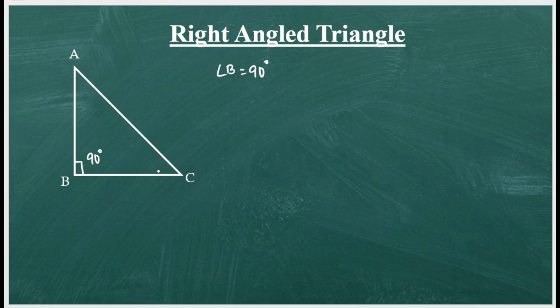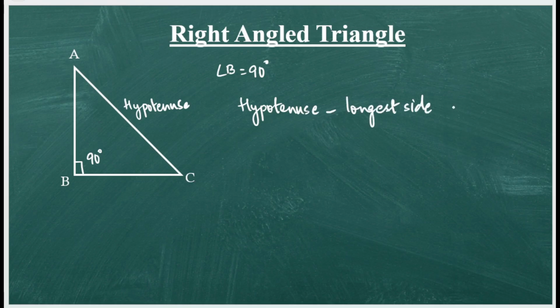Now, the sides of the right angle triangle have been given some special names. This slanting side, which is exactly opposite to 90 degrees, is called the hypotenuse. And always remember that this hypotenuse side is always the longest side in a right angled triangle. The other two sides are always smaller than the hypotenuse.